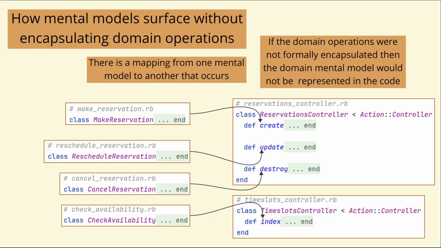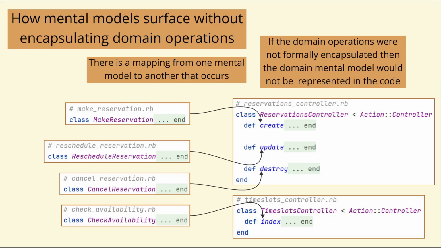Now, it could even be the case here with index that check availability might do a better job of encapsulating the actual domain operation, whereas index might give a list of time slots expecting the calling system to know how to interpret those, which means the calling system would be forced to implement a little bit of domain logic locally, which is not our intention here, or should not be our intention here.